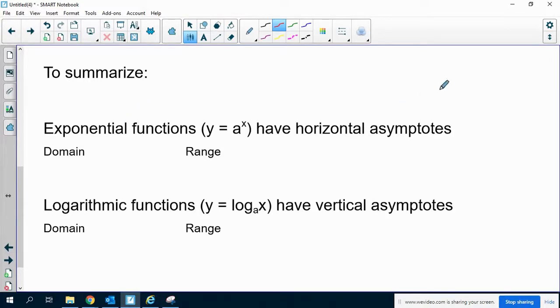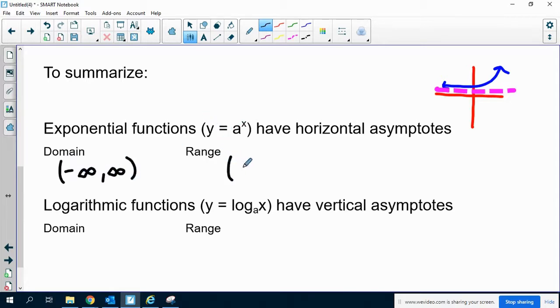Quickly to summarize, exponential functions that look something like this have an asymptote that's horizontal, so it never gets below some certain y value. And if you look at the domain and the range, there's always going to be no restrictions on the domain in an exponential function, but the range is going to have some sort of restriction. I'll call it c. So it'll be c to infinity.